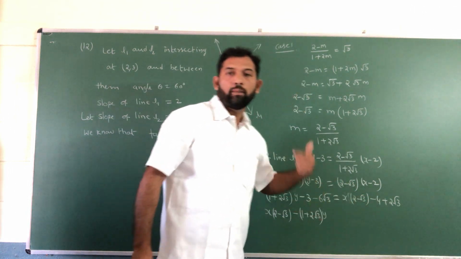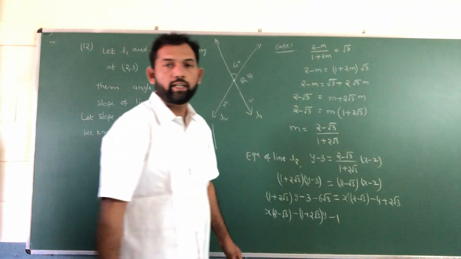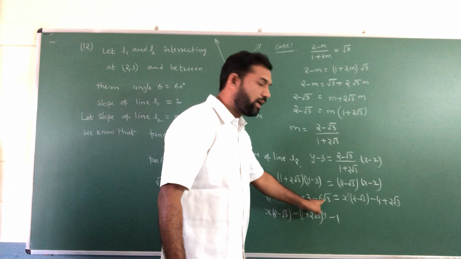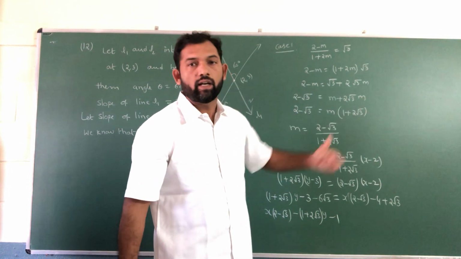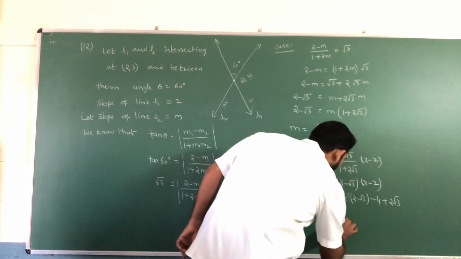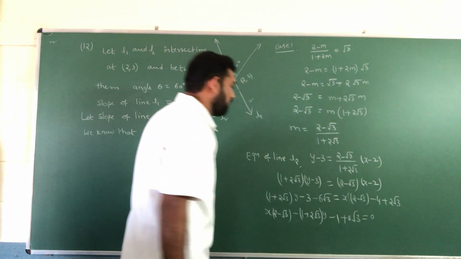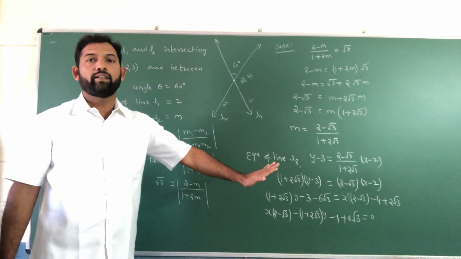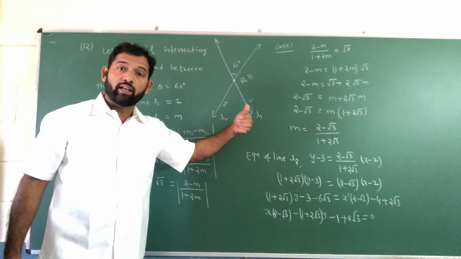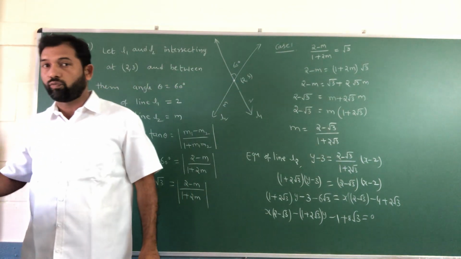Minus 4 plus 3 means minus 1. Again minus 6 root 3, written on the RHS, means plus 6 root 3. That value is what? 8 root 3, since 2 root 3 is already there, the total summation will be 8. That is case 1. The slope came and the equation of the line is also written. Note it down fast.